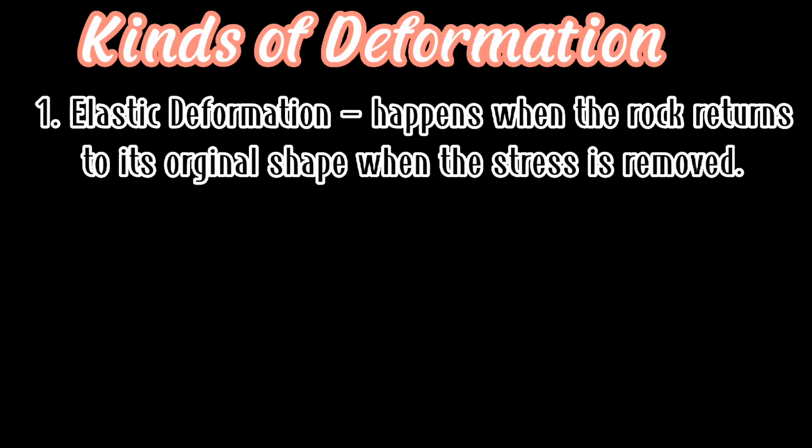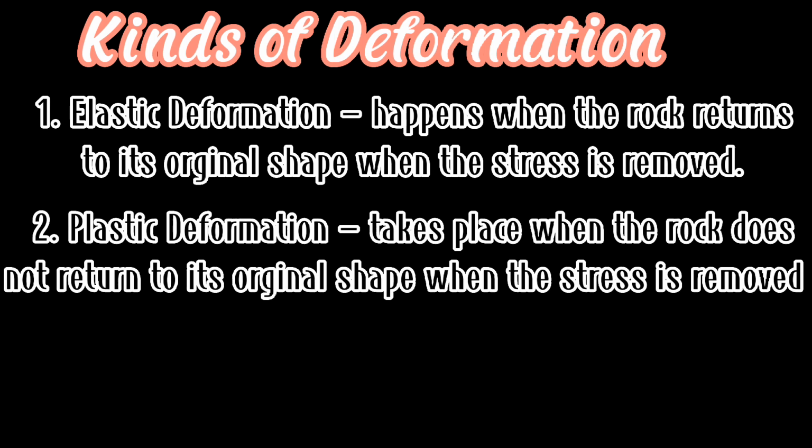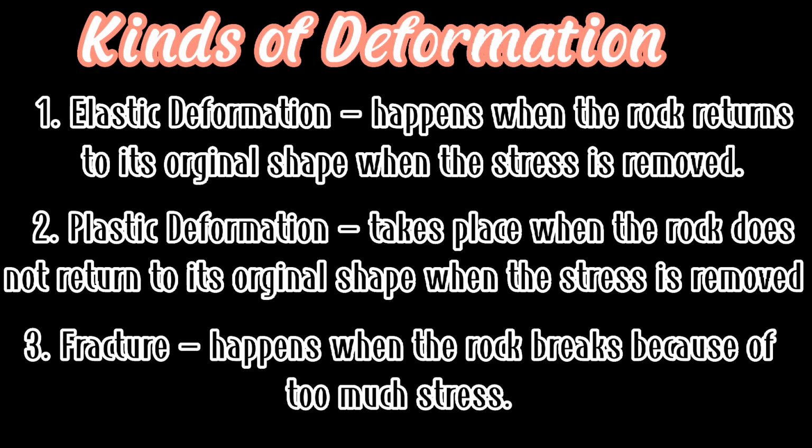We have also kinds of rock deformation. First is the elastic deformation. This happens when the rock returns to its original shape when the stress is removed. Second is the plastic deformation, which takes place when the rock does not return to its original shape when the stress is removed. Lastly, the fracture, which happens when the rock breaks because of too much stress.